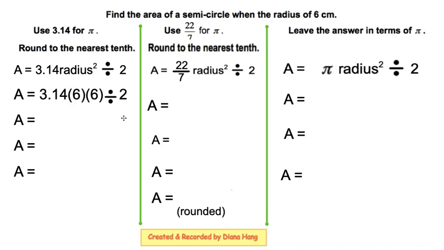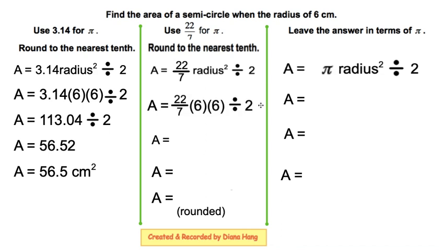Replace the values, grab your calculator. Hopefully you're following along with the calculations and round to the nearest tenth and make sure you label 56.5 centimeters squared. The next value of pi we'll be using is the fraction 22/7.